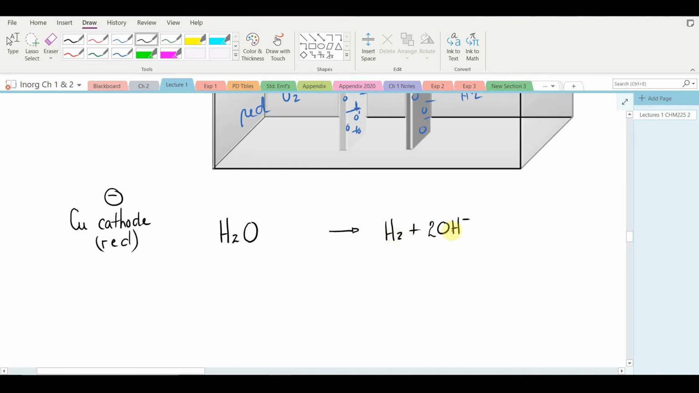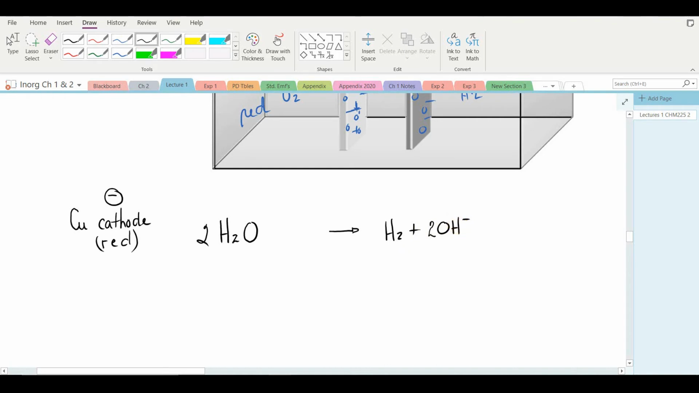So I have 4 hydrogens on the right, put a 2 here, and now I have 4 hydrogens on the left, 2 oxygens on both sides. So this is balanced in terms of mass, but not in terms of charge, and both have to be balanced. On the left-hand side, the charge is 0. On the right-hand side, it's -2. How do we balance charge?